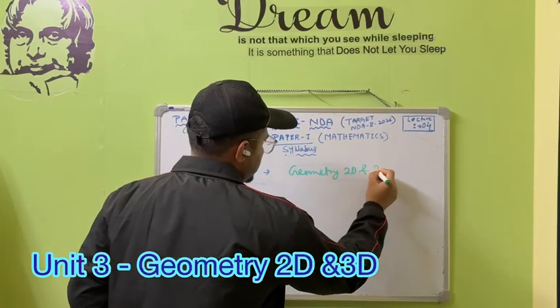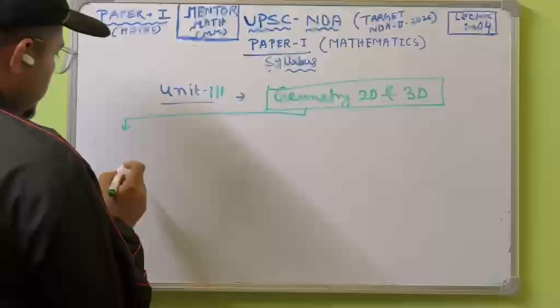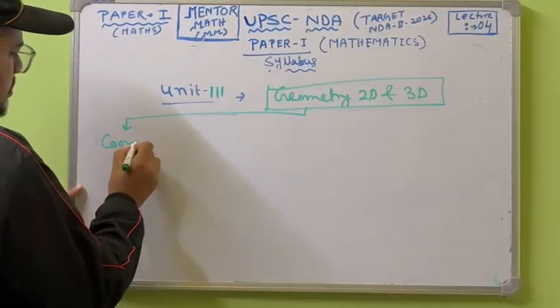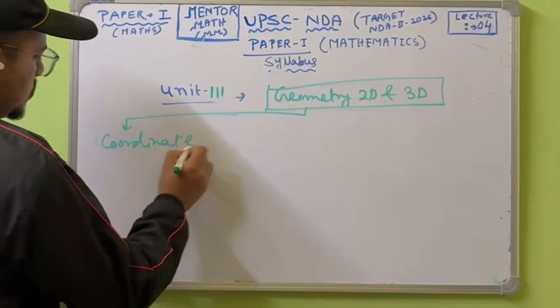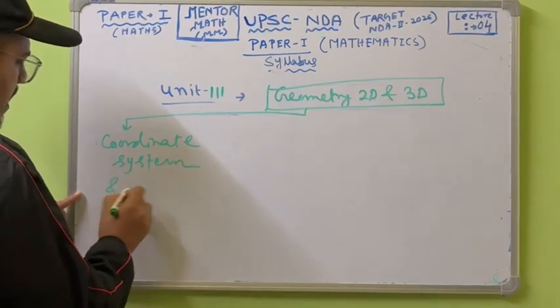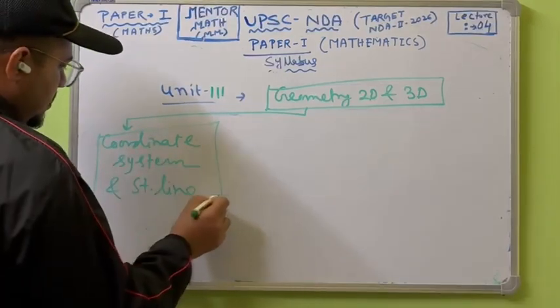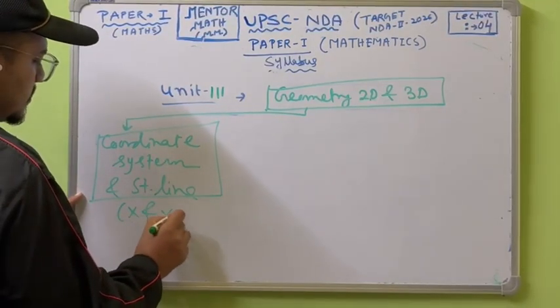2D and 3D. 2D means two-dimensional geometry and 3D means three-dimensional geometry. 2D part, 2D coordinate system, basic coordinate system in use in 2D, and straight line. You already study this in your 10th and 11th.